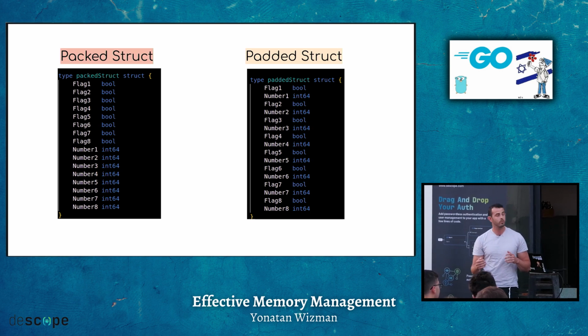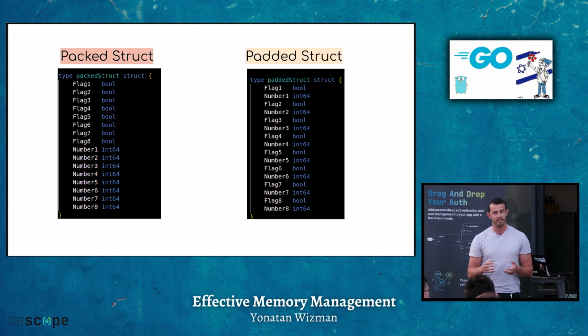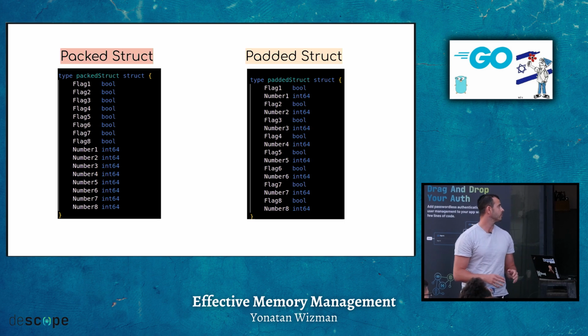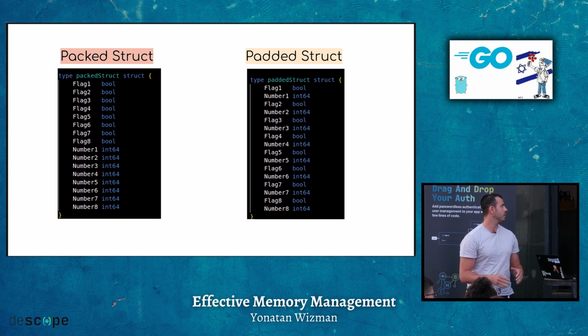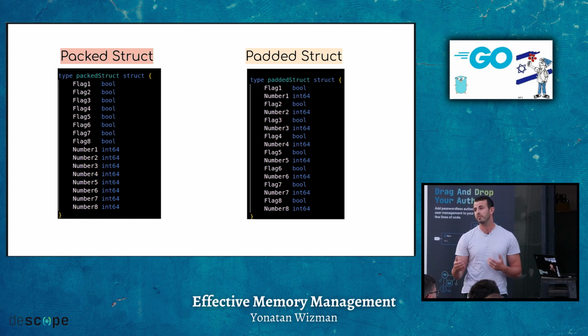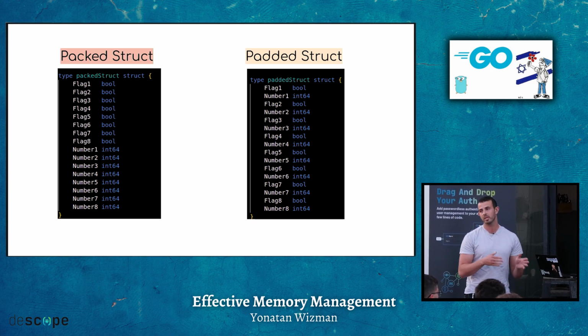So the two structures: I have one that's packed and one that is padded. The packed is the way that the structure should be defined in order to have the most optimal result, and padded is the less optimal result in terms of definition. Over here we see that in these structs we have 8 variables of type bool, and 8 variables of type int64. The only difference between these two is that in the packed struct, they're all defined one after the other, and in the padded struct, we have one bool, one int64, one bool, one int64, interchangeably, right?